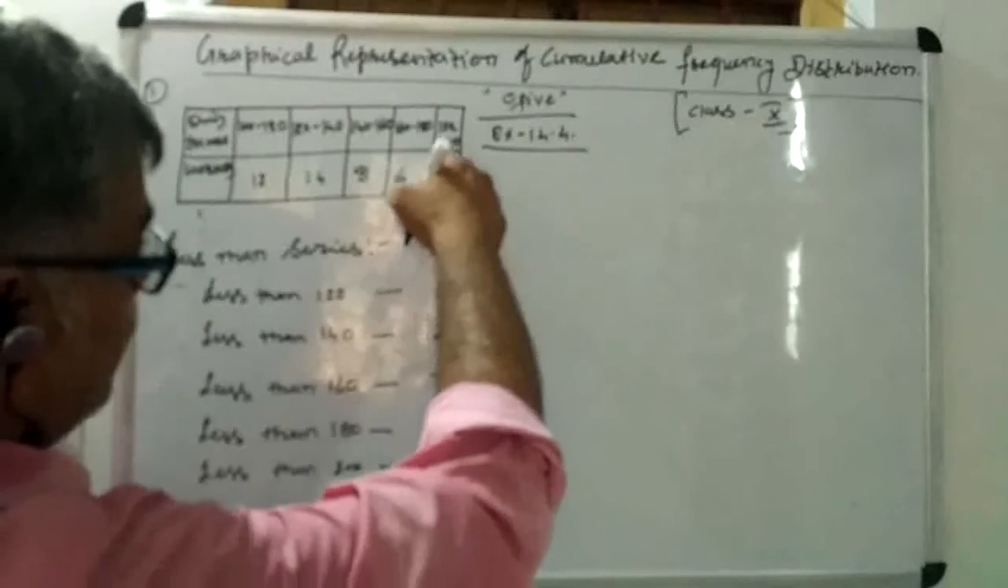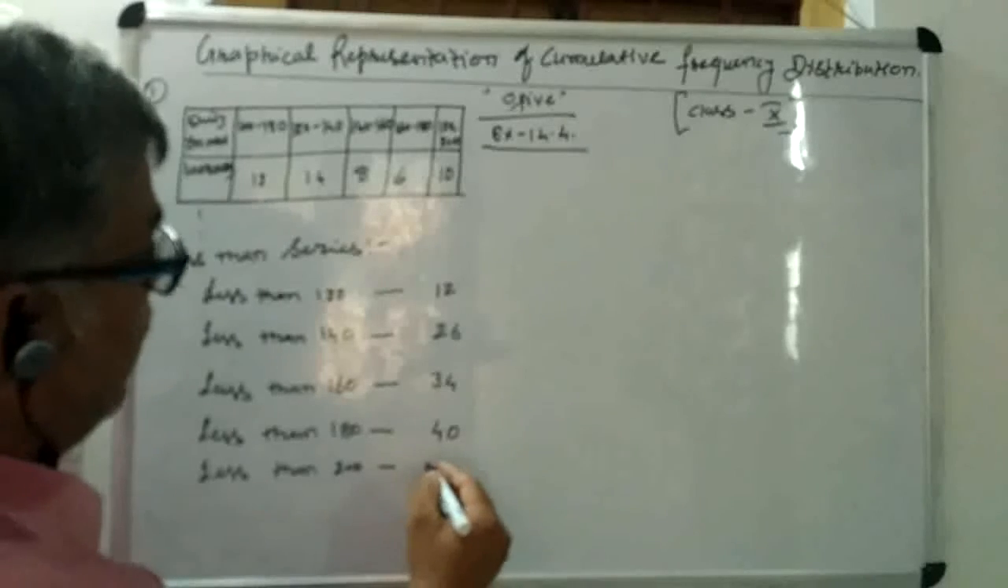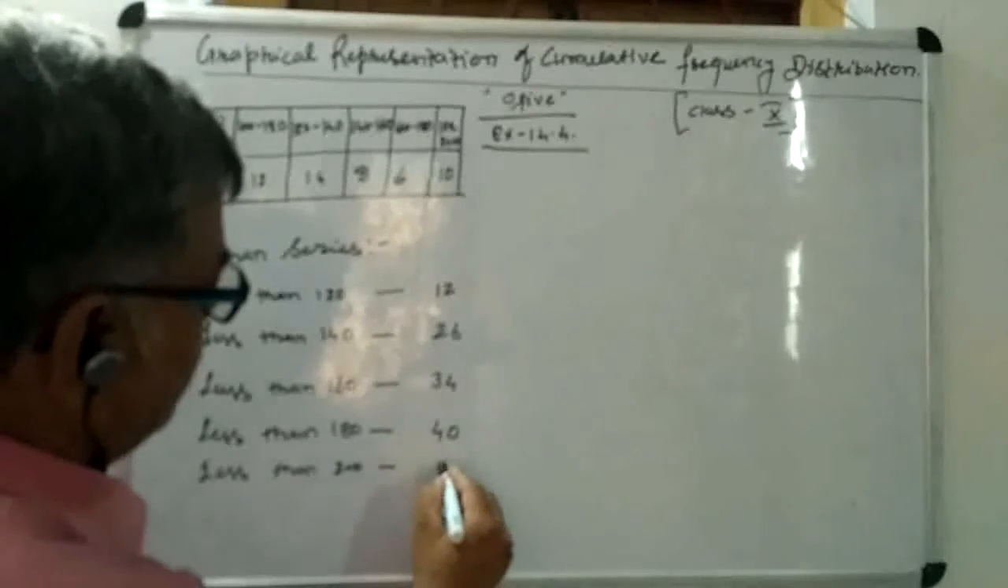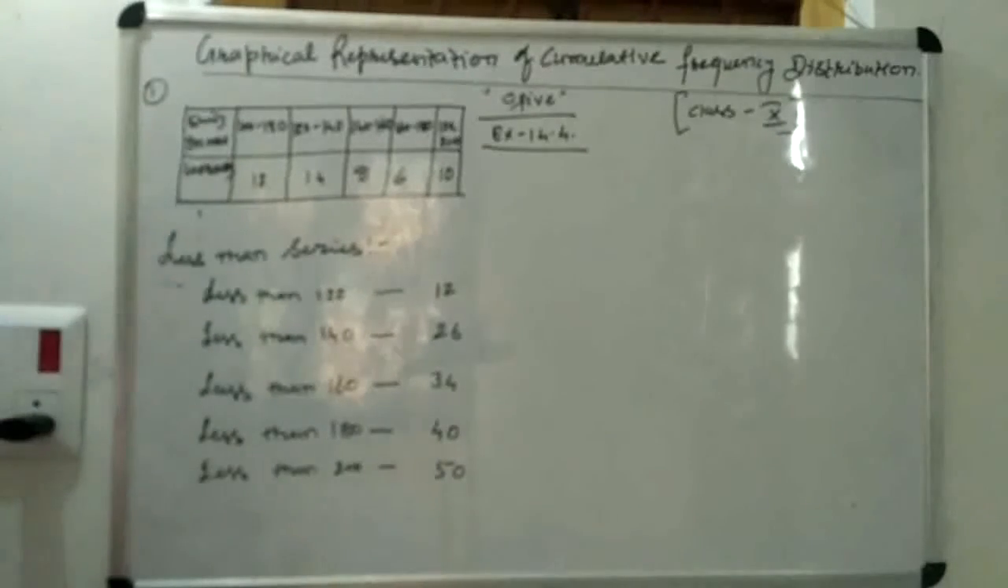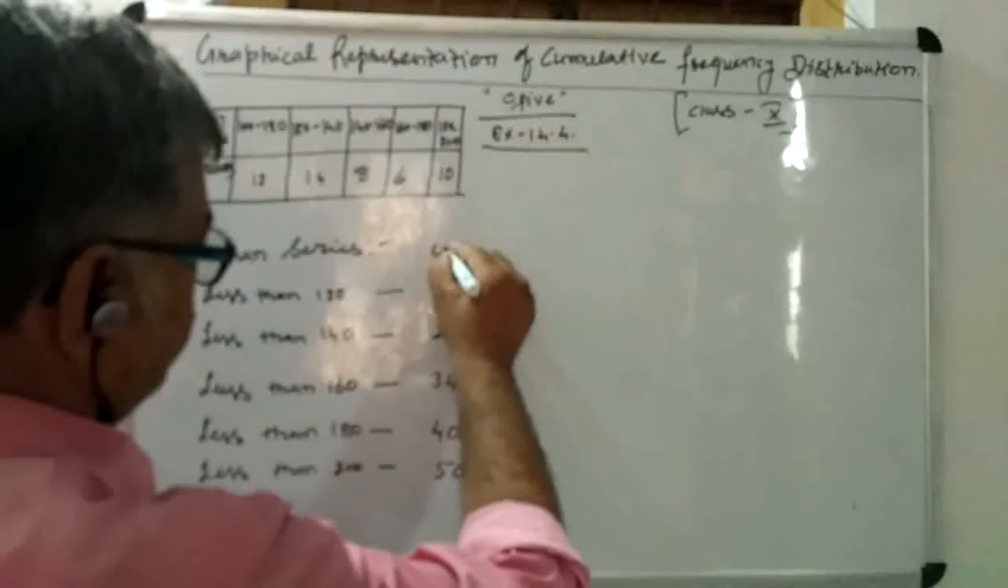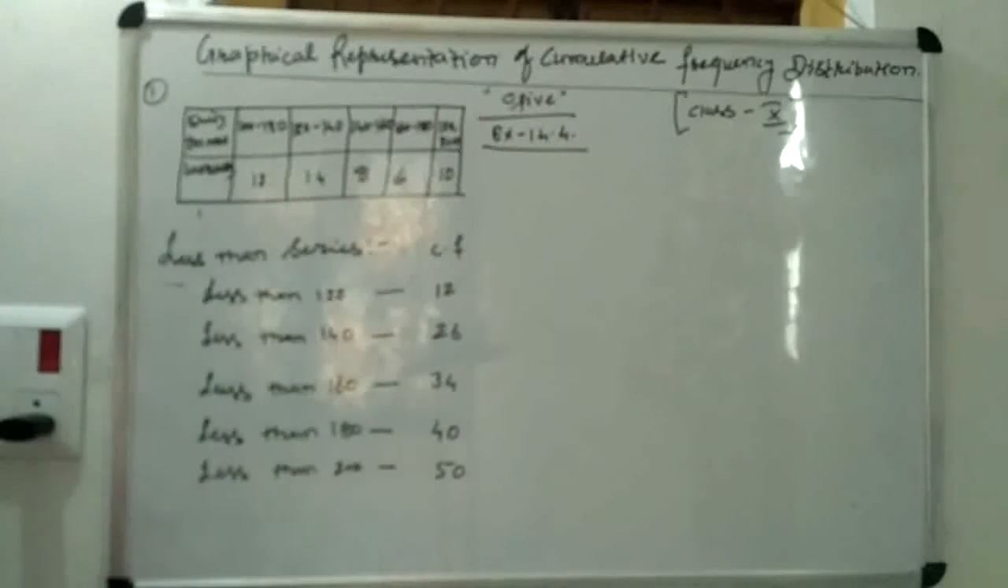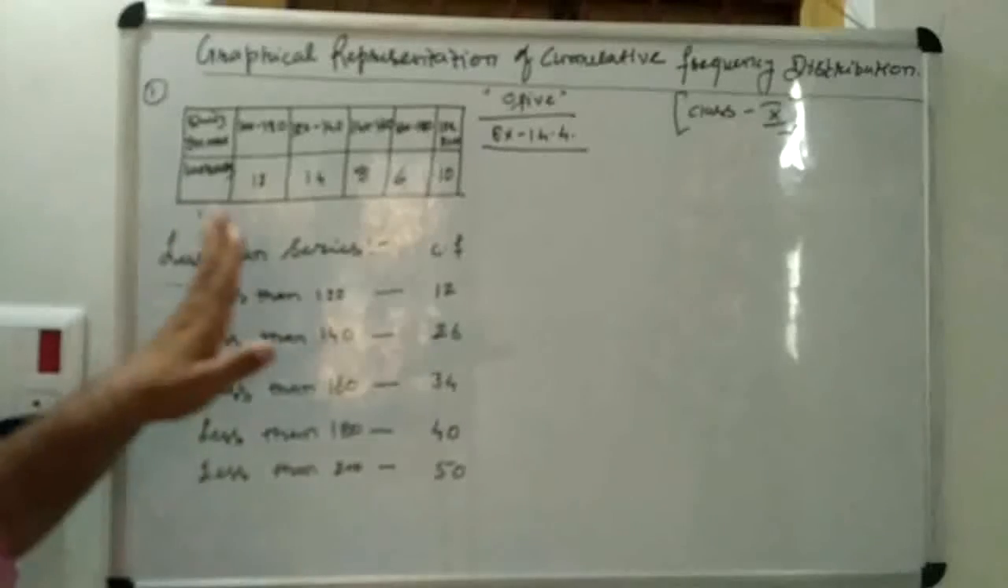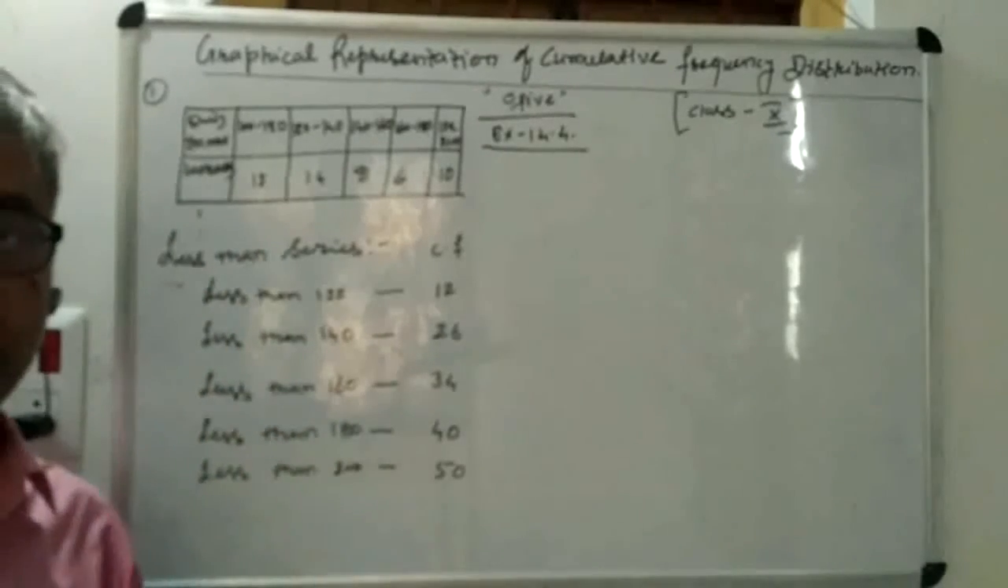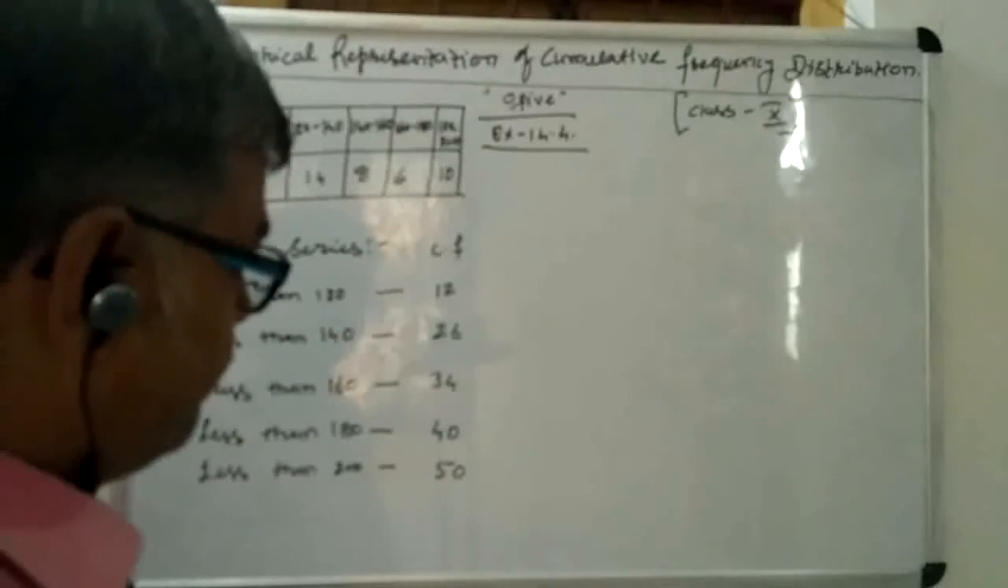And less than 200 will be 40 plus 10, which is 50. So this is your CF and this is your less than series. Now you have to plot this in a graph.